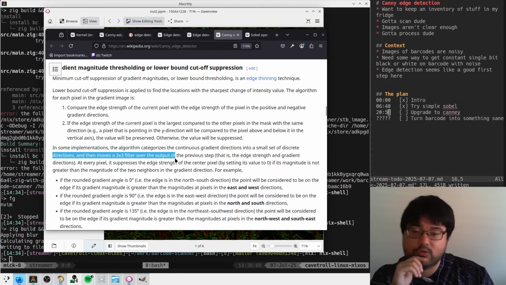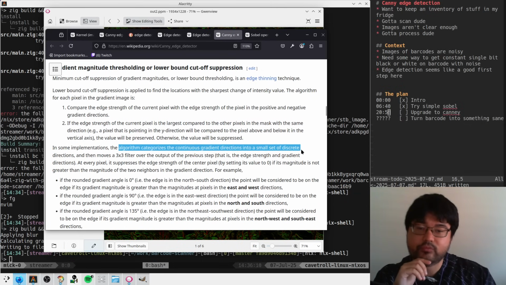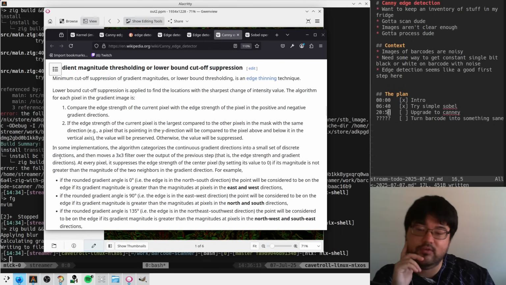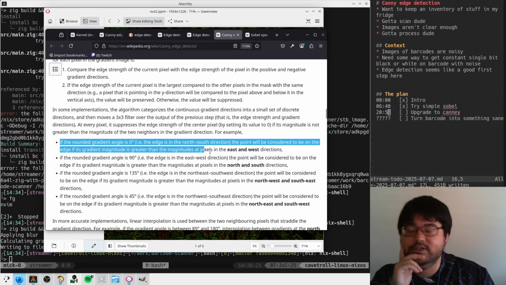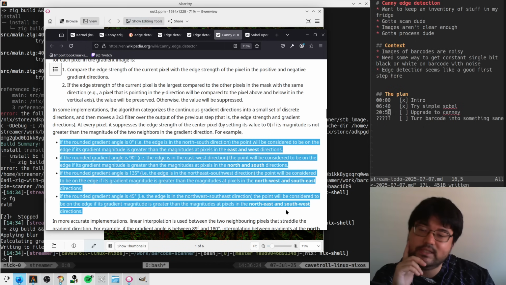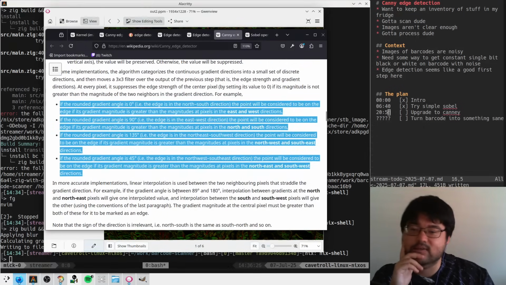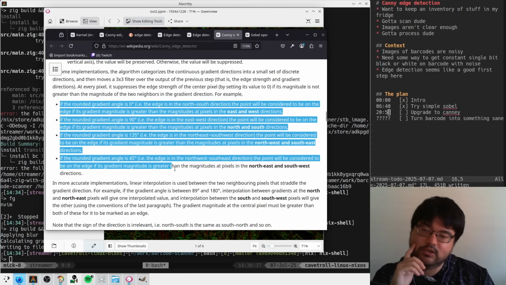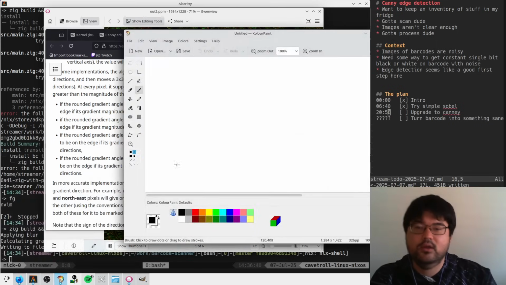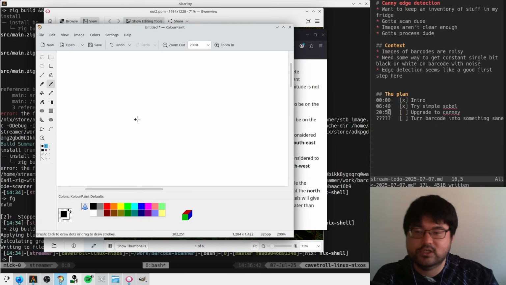Oh, here we go, 3x3 filter, small set of discrete directions, and then it moves the 3x3 filter over them? Oh, that's interesting. Yeah, I see. So you just round it to the nearest 45 degrees, and then it's really easy to figure out where your check should be. And you only have to look between 0 and 180, right? So I think what they're saying here is you categorize the direction as one of these 4.